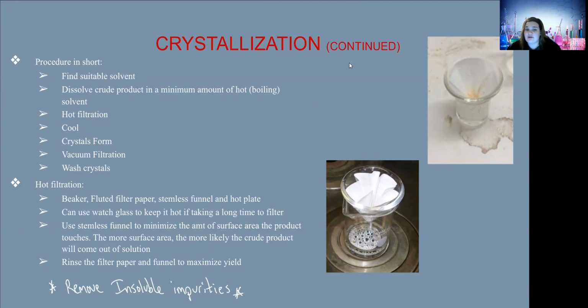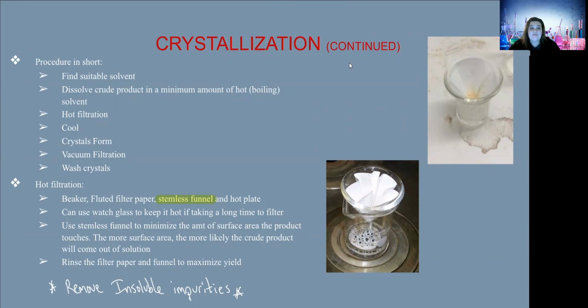Now, I want to focus on hot filtration for just a moment here. As you'll see, I have two setups depicted. These are both the hot filtration setups. This one's on a hot plate from your lab. This one's on an old school hot plate. They're the same exact thing. I just couldn't pick which picture I like the most. I like this one because you can kind of see the crude insoluble impurities there. And then here it's just the fluted filter paper. So with hot filtration, you used a beaker, fluted filter paper, a stemless funnel, and a hot plate.